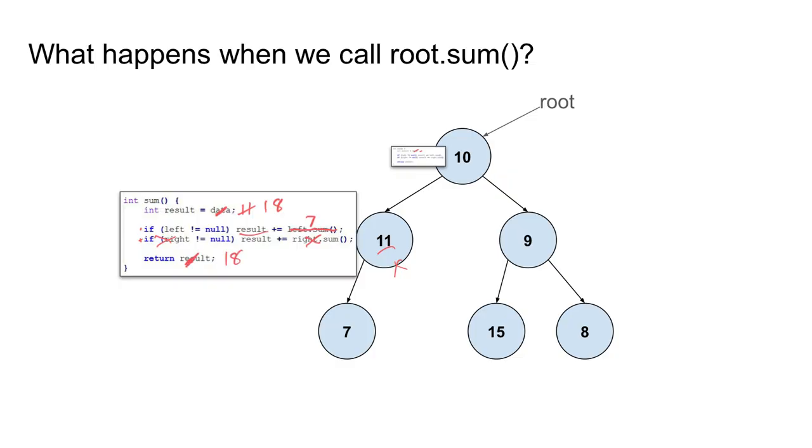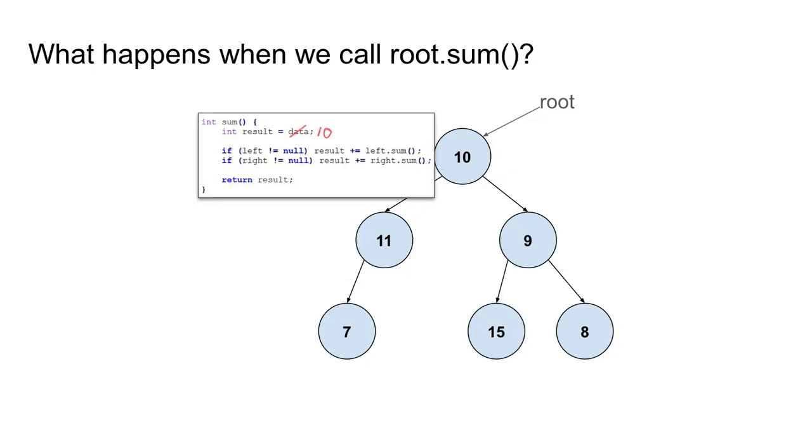Now, why did we calculate this sum? It's because this method up here requested that we calculate it. So we have completed calculating the sum starting at the left subtree. We can pass this 18 up to the method that asked for it. So that brings us back to the original method, and we got back an 18.